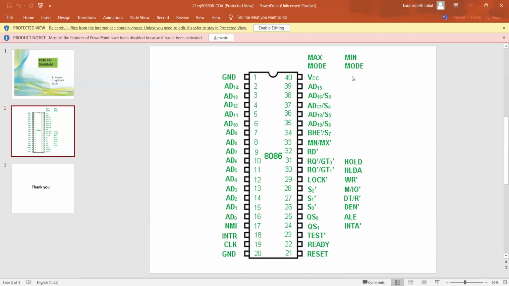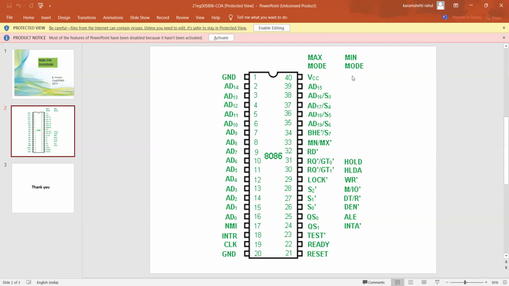And the maximum and minimum pins are divided into two parts, both are 8. The minimum pins are HOLD, HLDA, WR, that is write, M/IO, memory or input output, DT/R, data transmit or receive, DEN, data enable, ALE, address latch enable, and INTA, interrupt acknowledgement.